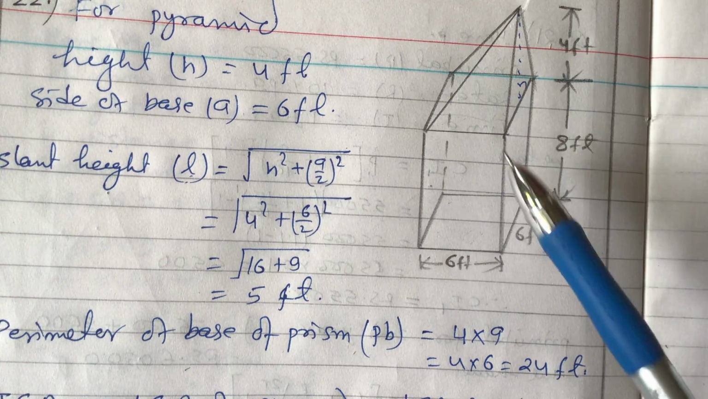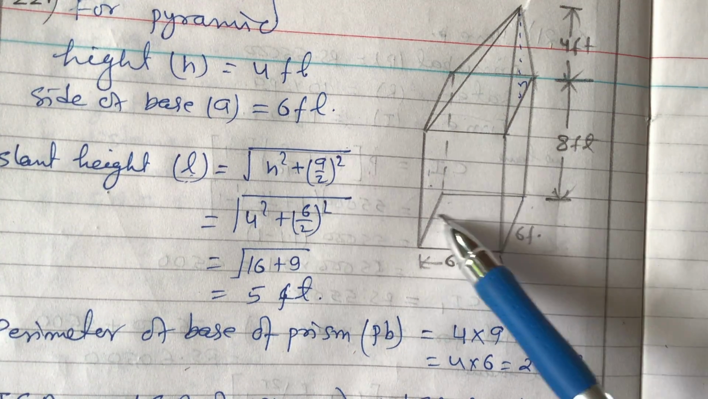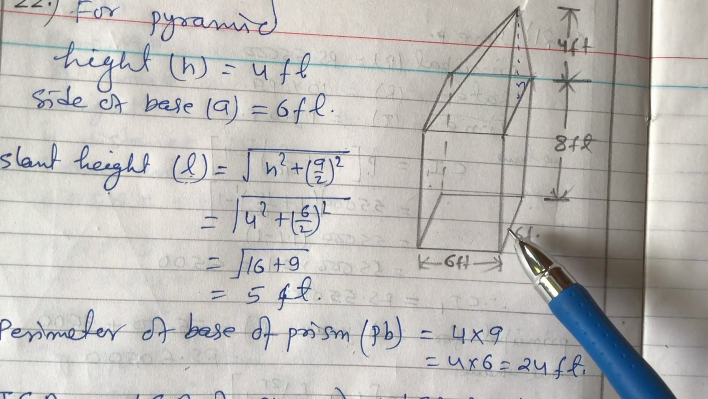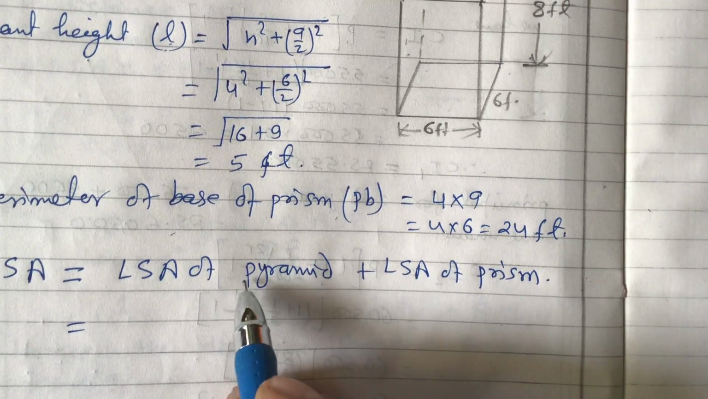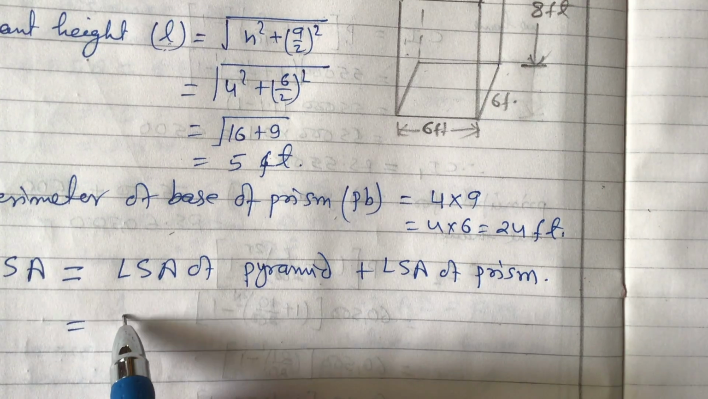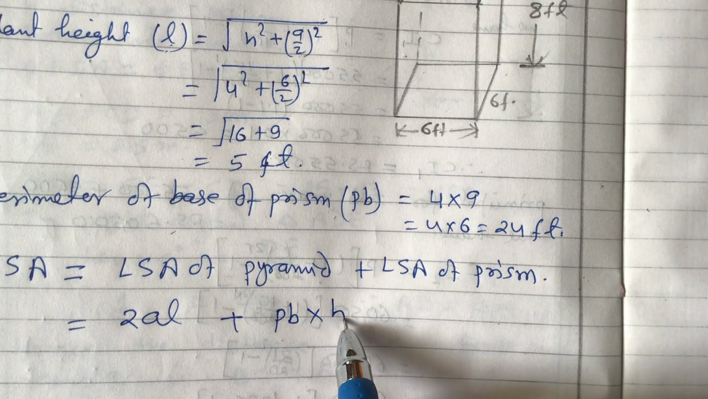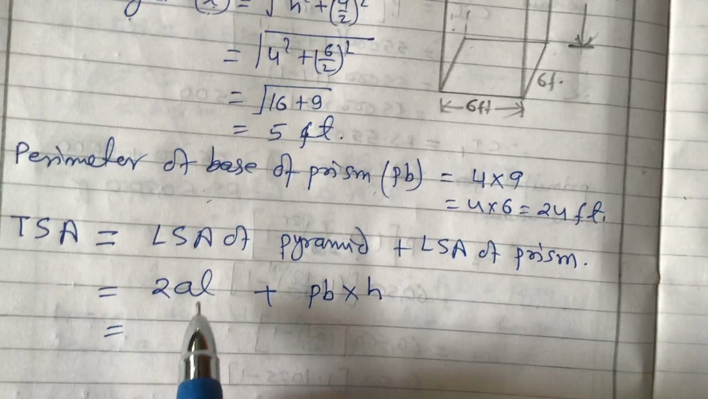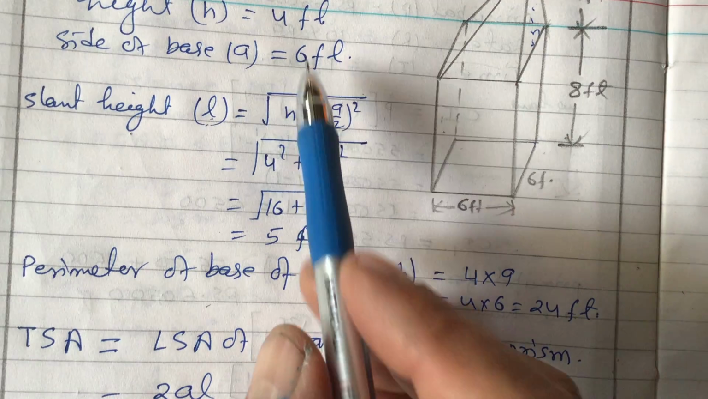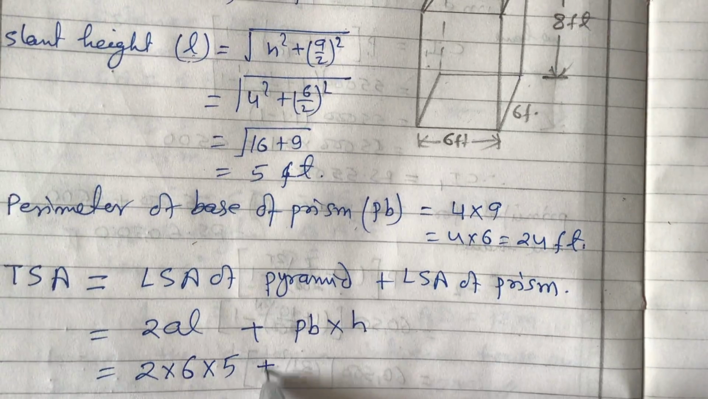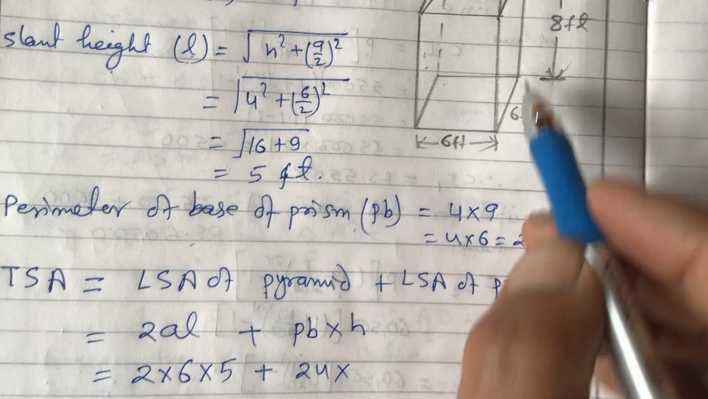If it was a solid object, we would have to paint the base also, but it is a pillar standing on the ground, so no need to calculate the area of this base. So directly we calculate LSA of pyramid and LSA of prism only. LSA pyramid is 2AL plus LSA prism is perimeter of base times height. So 2AL, 2 times A is 6 times L is 5, already calculated, plus perimeter of base 24 times H. H is the height of the prism.